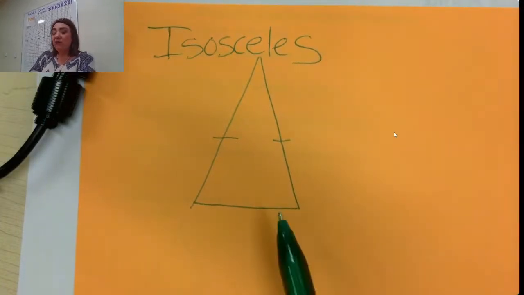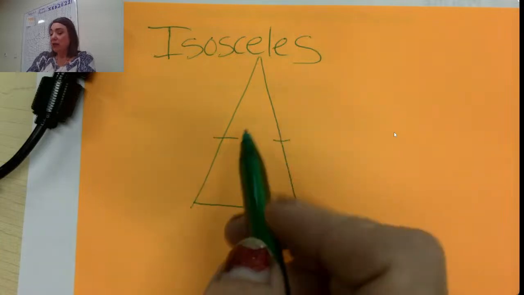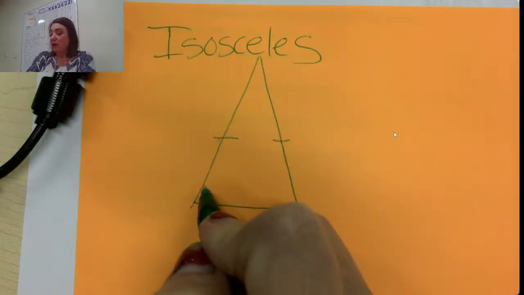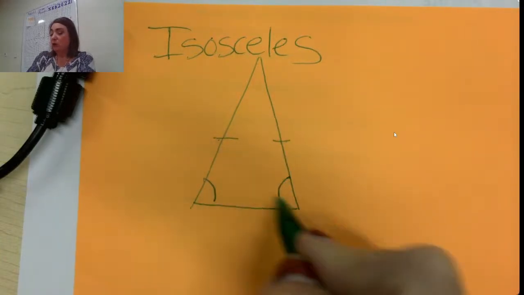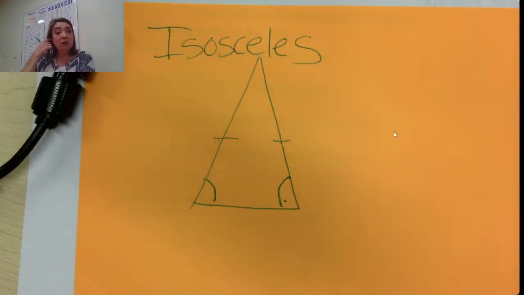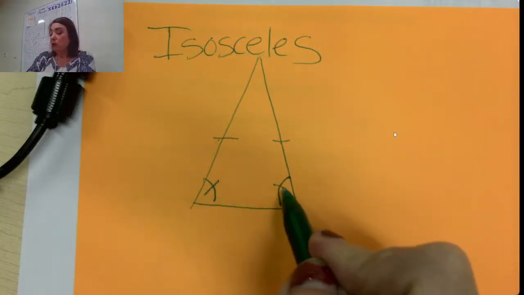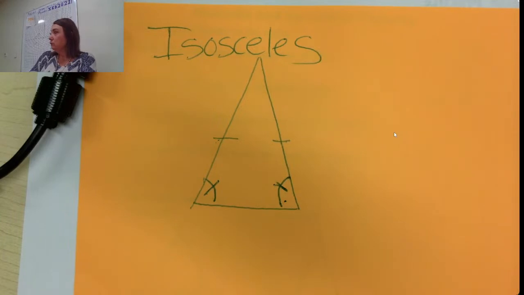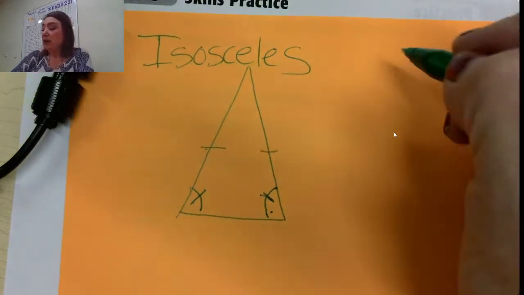Okay? Now, if you have an isosceles triangle, and you have these two sides the same, these two angles, we call them their base angles, are also going to be congruent to each other. All right? Now let's talk about equilateral.